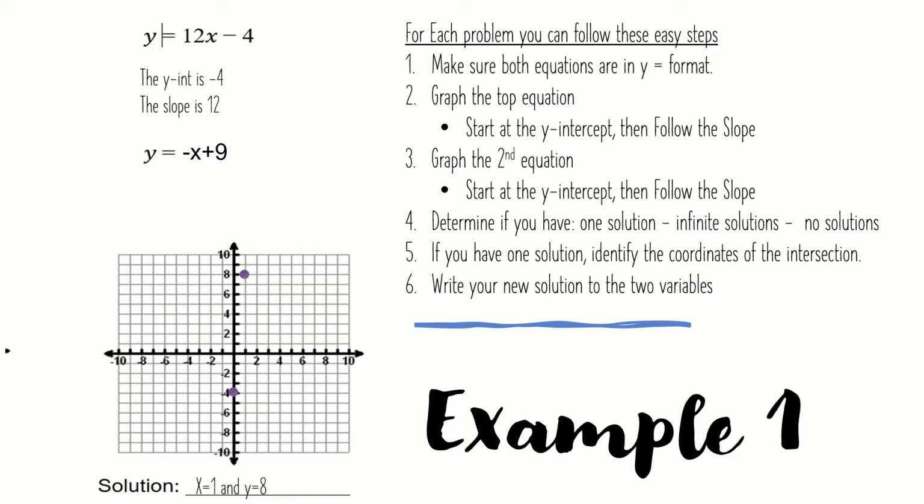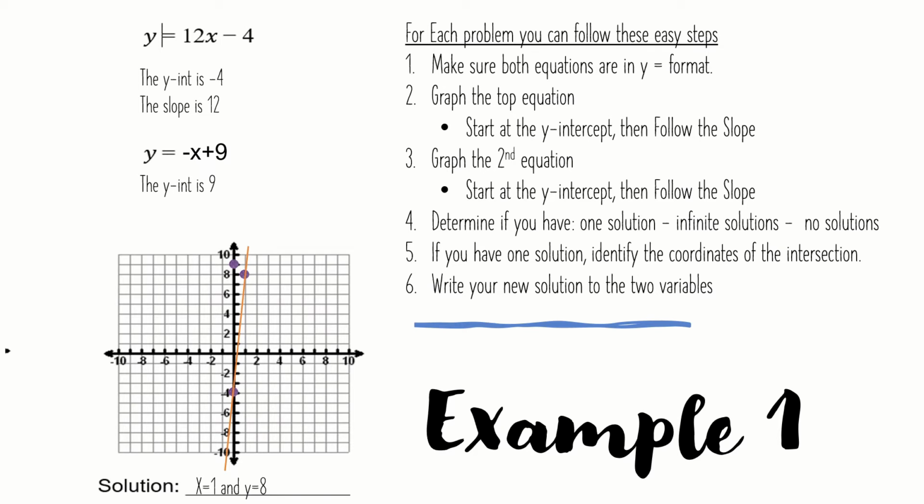Once I have 2 points, I can draw the line. So there's our first line. Great, that first line's done. Step 2, graph the second equation. Same idea. The y-intercept here, the b value, is at 9. So I put a dot at 9.